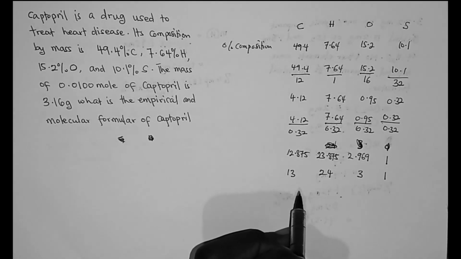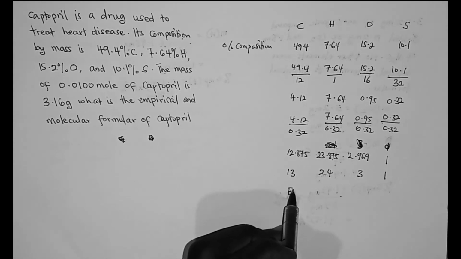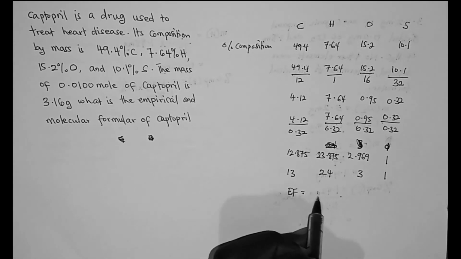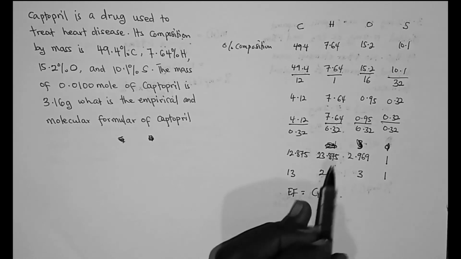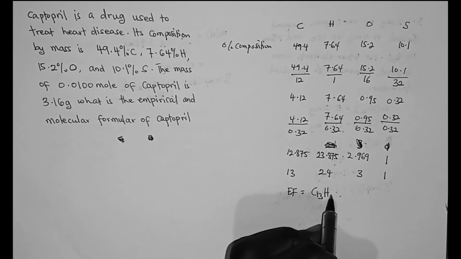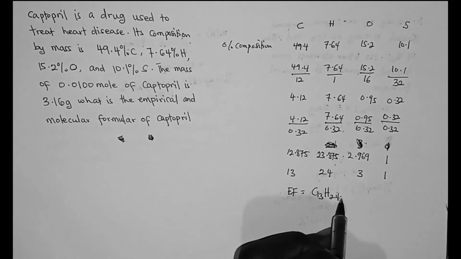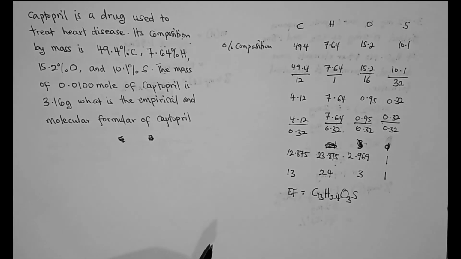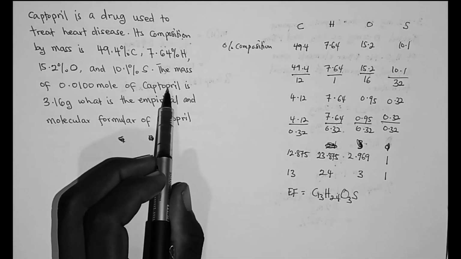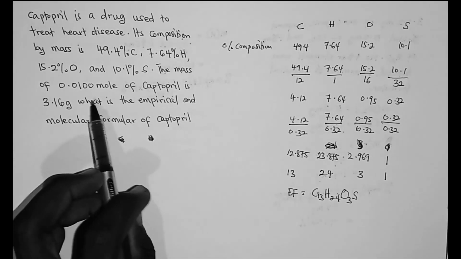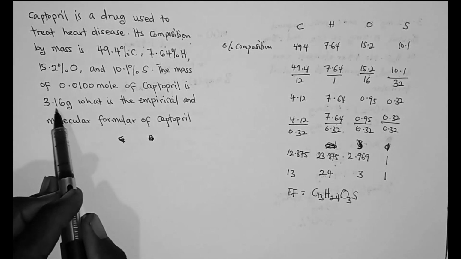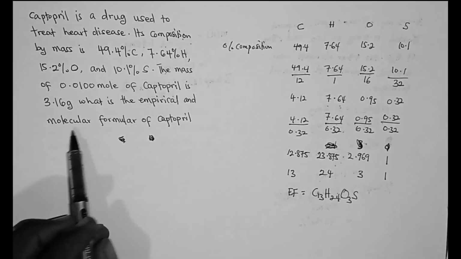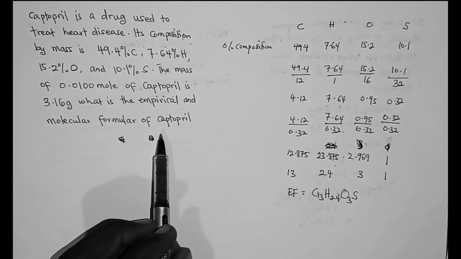So therefore, the empirical formula of the compound has 13 carbons, 24 hydrogens, 3 oxygens, and 1 sulfur. So C13H24O3S. The second part of the question says that the mass of 0.01 mole of captopril is 3.16 grams. What is the molecular formula for captopril?